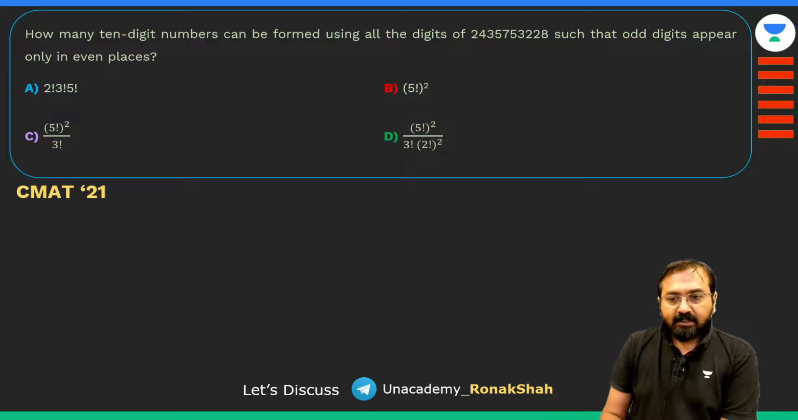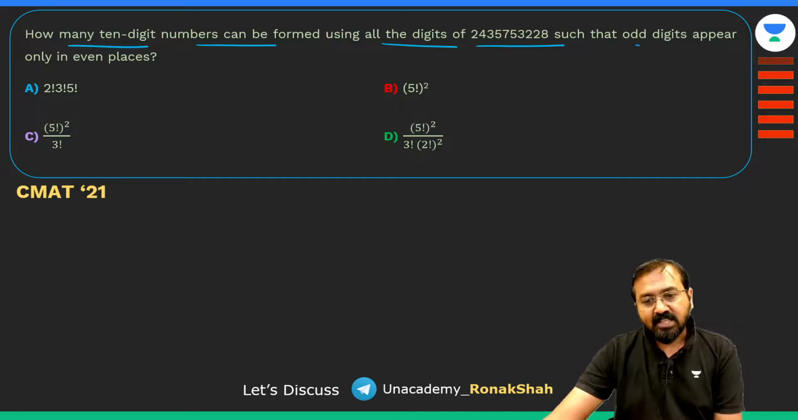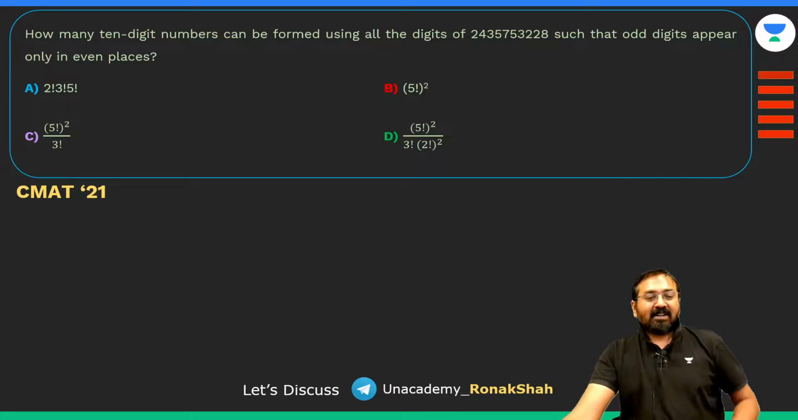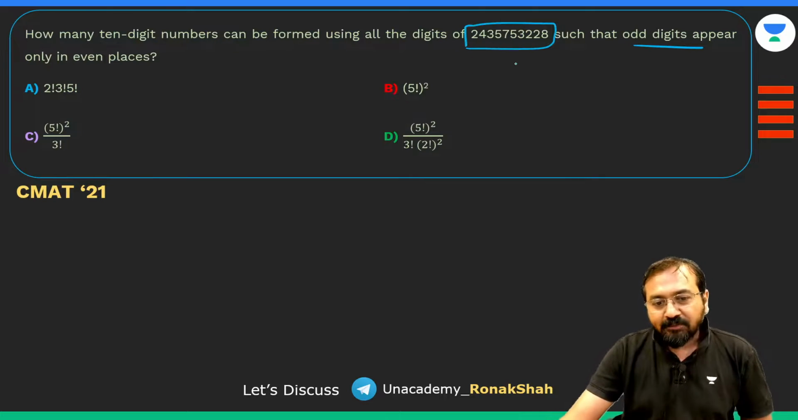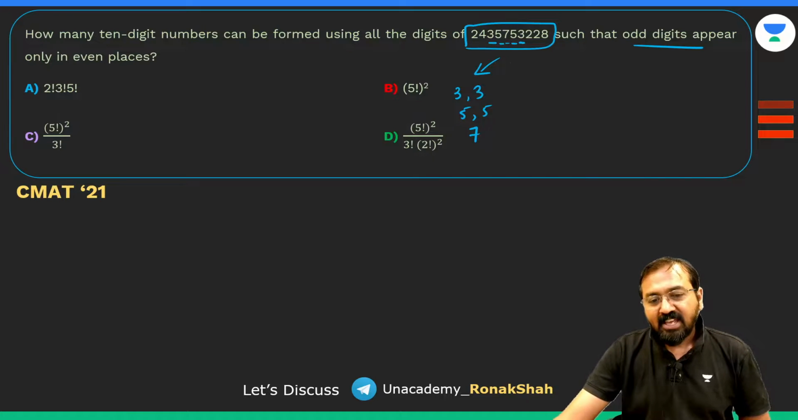And the last question, guys: how many 10-digit numbers can be formed using all the digits of this one such that odd digits appear only in even places? Now, this is a slightly tricky question, but it can be simplified. See, we are given 10 digits. Out of these 10 digits, 5 digits are odd, and those odd digits are 3, 3, 5, 5 and 7. And 5 digits are even, so the even digits are 2, 2, 2, 4, 8.